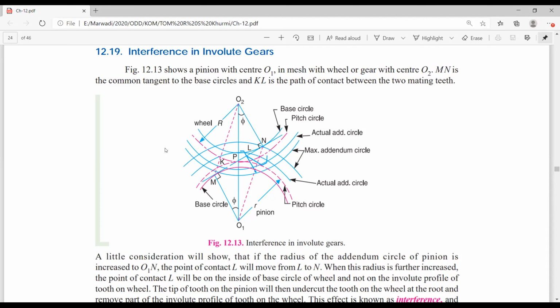All the data will change. Whenever the number of teeth or some data is given in the question, it is given in the form of your enrollment number. You need to take the last two digits of your enrollment number and then multiply over that. So the numerical will be different for everyone. Interference in involute gear is the thing we are discussing.